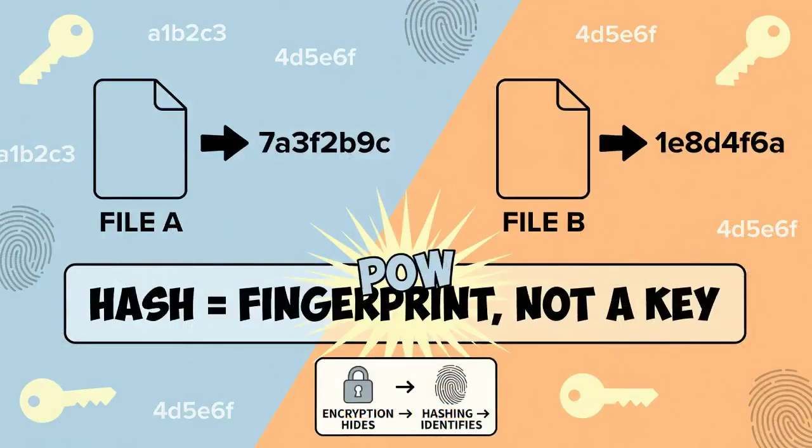Here is the line that matters. A hash proves this file looked like this. It does not prove this file is secret. Two completely different files can hash to wildly different digests, but neither digest unlocks anything. Choose the right tool for the job.